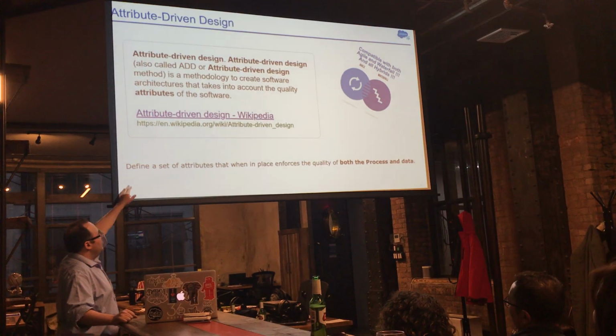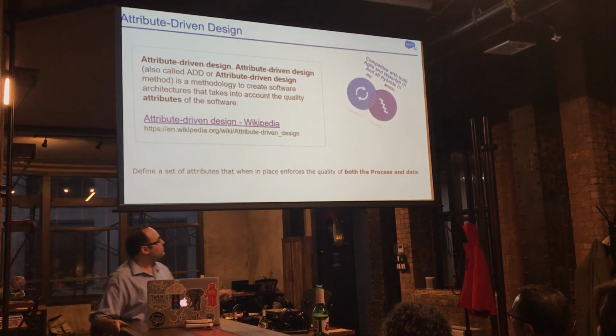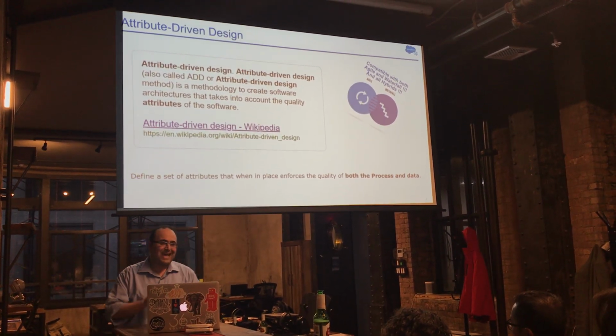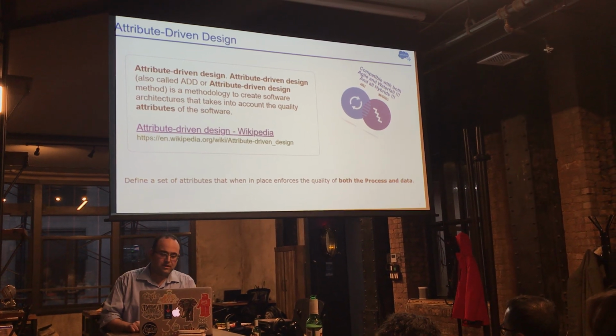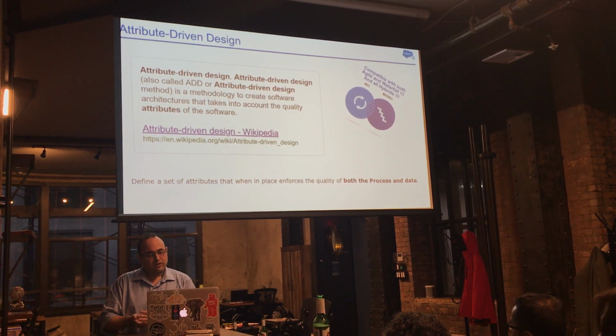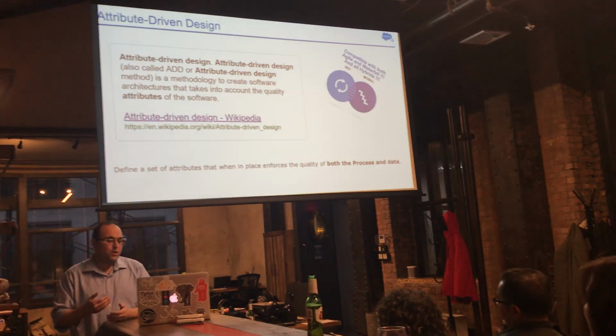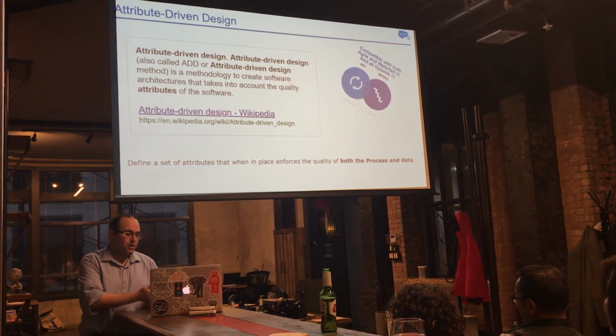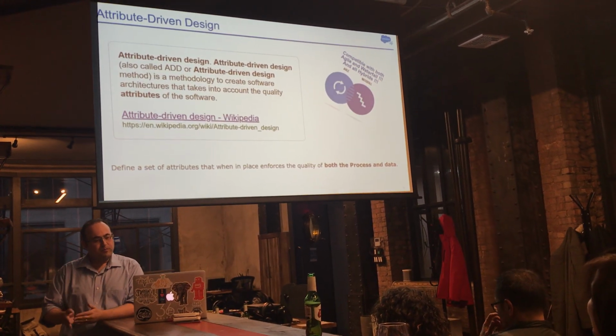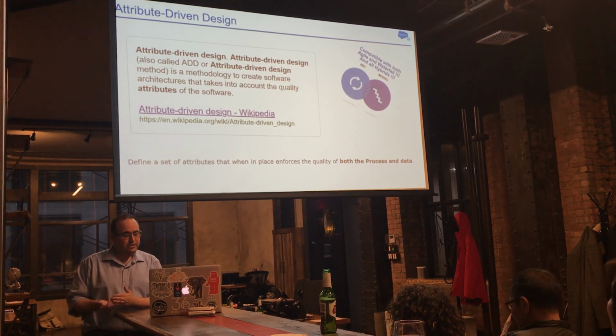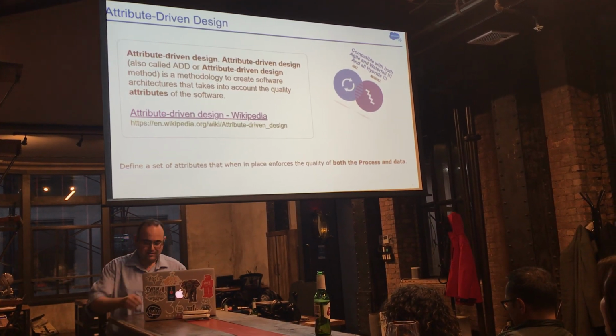So you want to define a set of attributes that's going to enforce both the process and the quality of the data, right? If you looked at our process before, a lot of the issues we came up with were because it was such a hectic process. We want not only quality data, but also a reasonable process so that our guide doesn't.